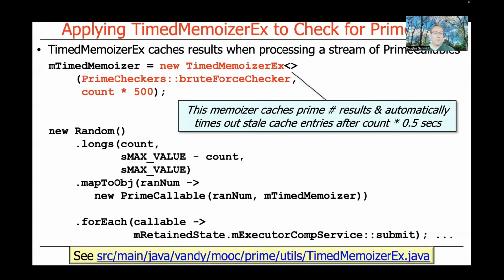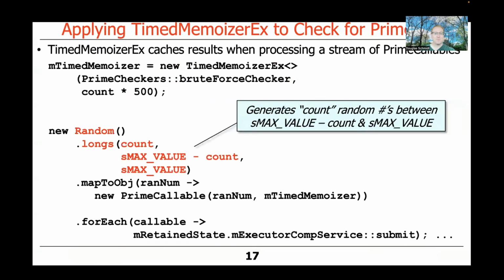We create a TimedMemoizerEx, which is going to encapsulate the prime number checker, which in this case is the brute force checker, but we could easily do a more efficient implementation if we chose. And we give a timeout, which is the number of elements times 500. So that'll basically be the number of elements times half a second. So if we have 1,000 elements, it'll give you the number of seconds to wait to decide when to check whether something is stale or not, or when everything is stale.